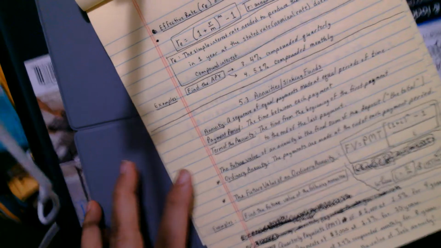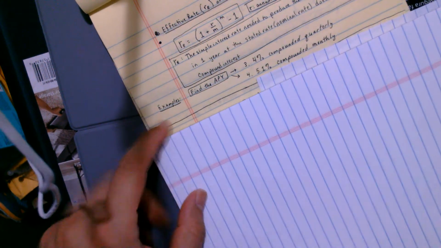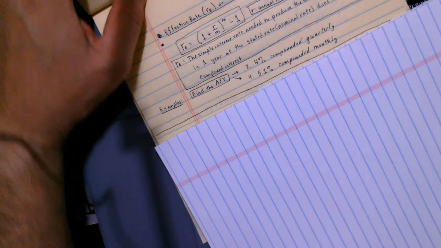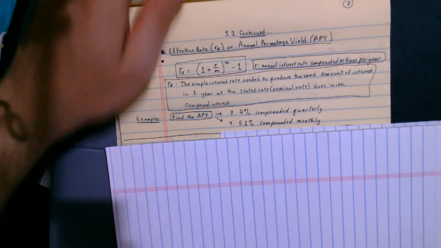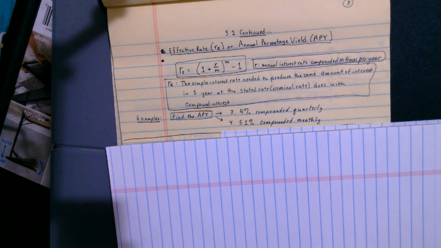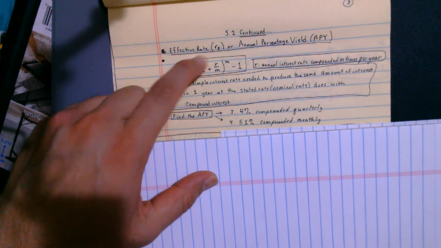So now let's talk a little bit about the last part of this. The last part is what we call the effective rate, which is R sub E, or what's called the APY, annual percent yield. The formula is the formula.